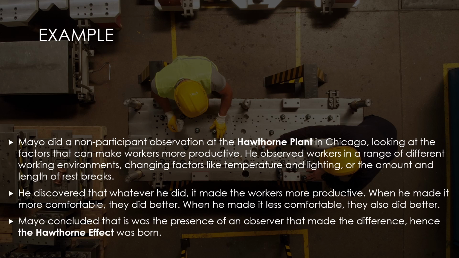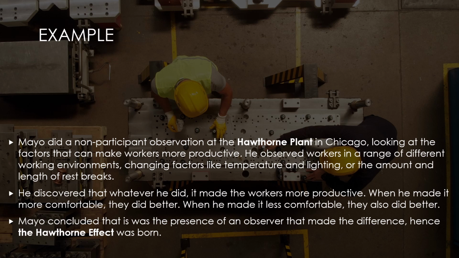So he observed workers in a range of different ways, changing the lighting, changing the temperatures, changing the amount of breaks or how long the breaks were, changed all of it. And sometimes he made it more comfortable to see what they did, and sometimes he made it less comfortable. And he wanted to see which one was going to affect productivity, how well the people worked.